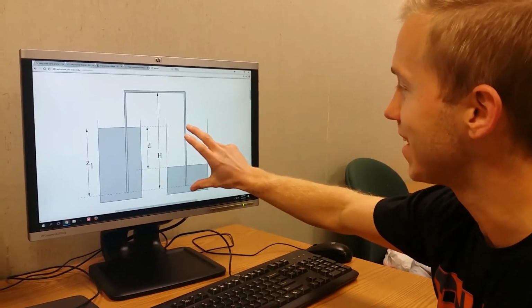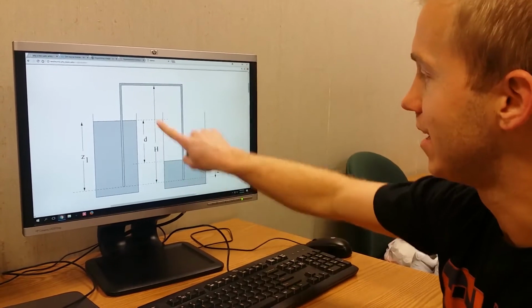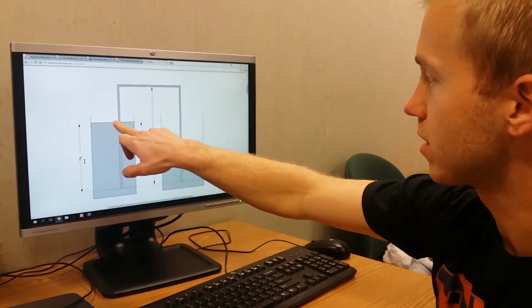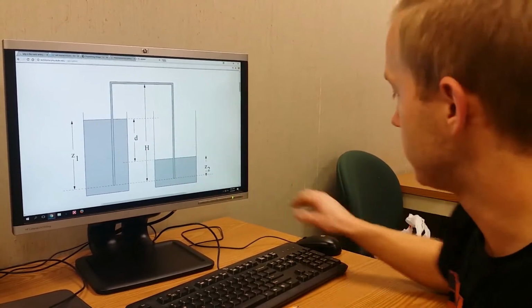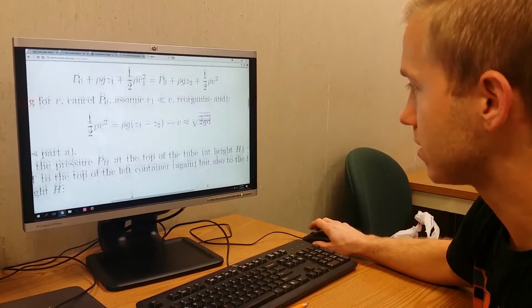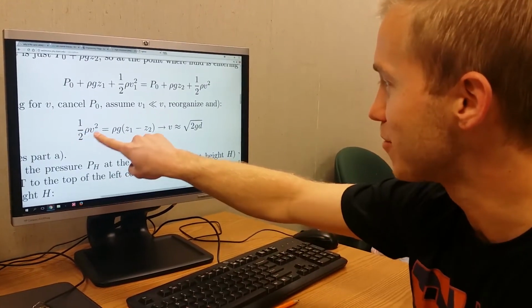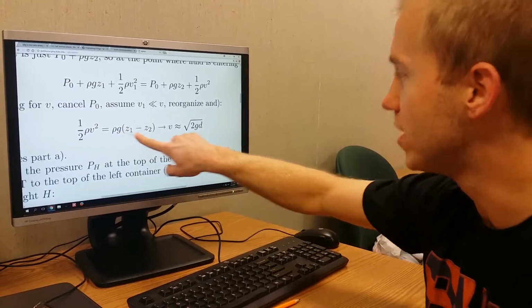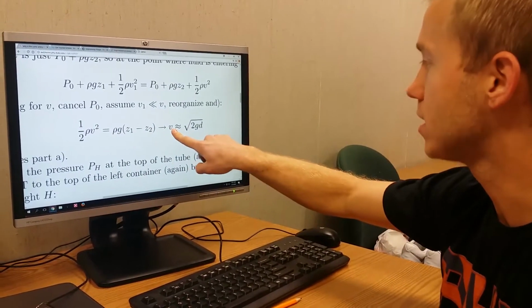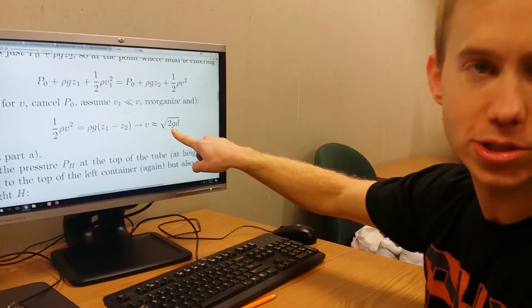The driving force is going to be the difference in the height of the fluid column from the start to the end here. So as we can see from this equation, 1/2 rho v squared equals rho g, the change in height. So our velocity is going to be the square root of 2gd.